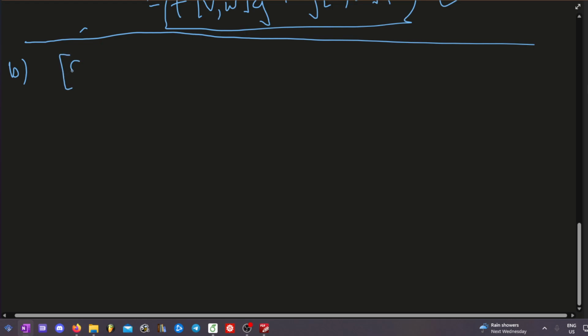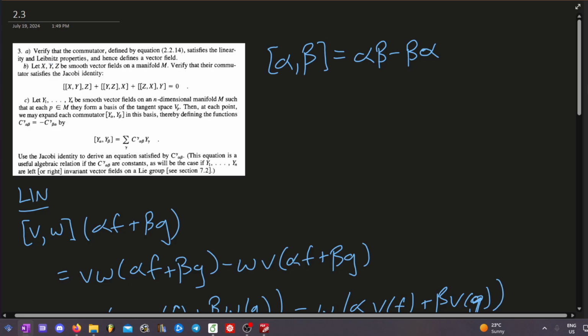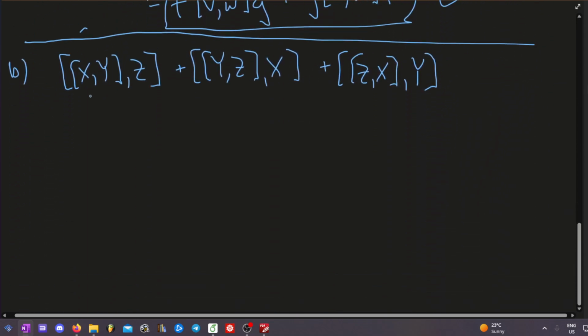So we can just write out what they have. X, Y, Z, excuse how messy my writing is here, plus Y, Z, X, plus Z, X, comma, Y. And let me just remind myself what we're actually doing with this. Oh yeah, we just verify that this satisfies the Jacobi identity. So we're just going to show that this is equal to 0. So let's go ahead and start expanding here.